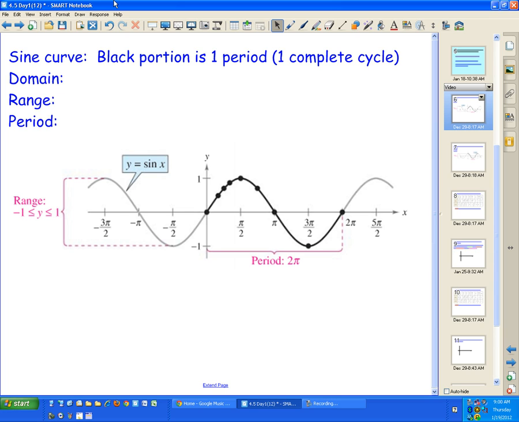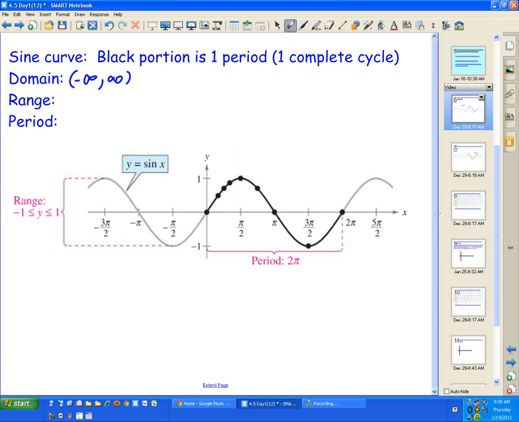And so we're going to start this with the sine curve, and basically if you read what it says here, the black portion is one period of the function and one complete cycle through it. And so if we're asking you for the domain of this function, it continues on forever in both directions. So our domain of this function is going to be negative infinity to infinity.